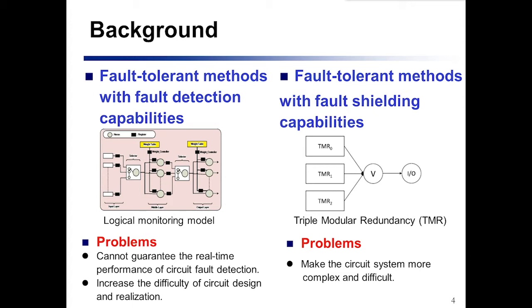The fault tolerance method with fault shielding capabilities can shield circuit faults when faults occur, which can effectively protect the system from circuit faults and maintain the normal operation of the circuit system. TMR is the most representative method. Although this method is easy to understand, it makes the circuit more complex and difficult.